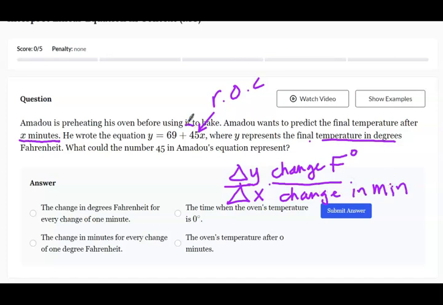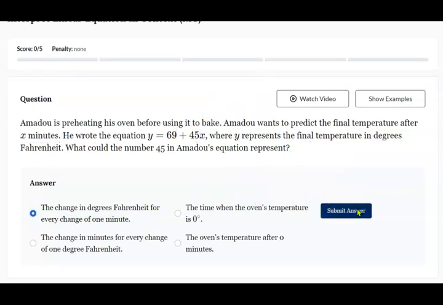So it seems like we're going to add 45 here. So let me erase this part and fill in the number 45 over 1. So that means that the change in Fahrenheit will be 45 degrees every 1 minute. The change in Fahrenheit is going to be per minute. So I can choose that here, the change in degrees Fahrenheit for every change in 1 minute. And now we can submit.